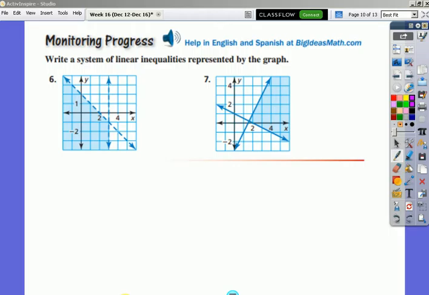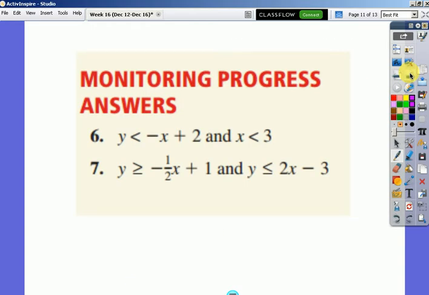Okay, so if you are watching this at home, take some time to pause this video and try them yourself. Write a system of linear inequalities represented by the graph. Those of you in class, here are the solutions to those systems. You should have y is less than negative x plus 2 and x less than 3. Now you don't have to necessarily write the and, you can write them one on top of the other as your system.